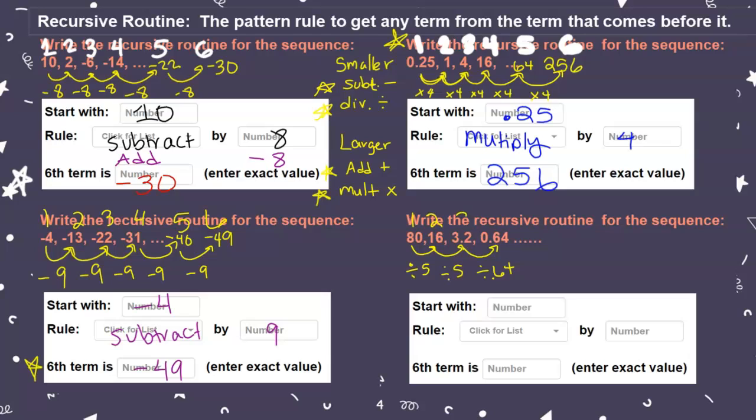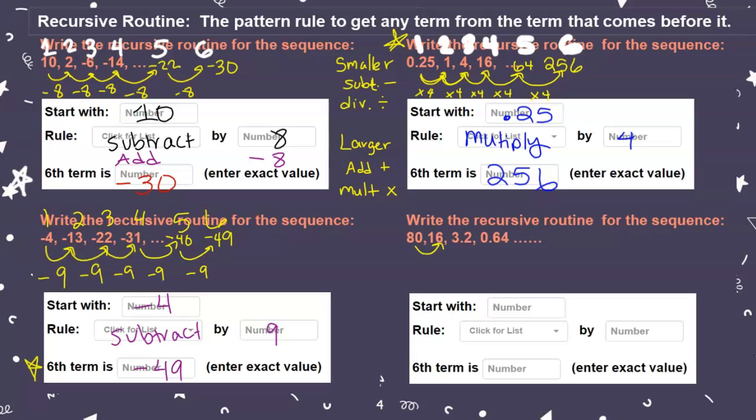And we need to find our sixth term, as it told us to. So 0.64 or 64 hundredths divided by 2 is 32 hundredths. And I'm going to divide by this. Save the best for last.